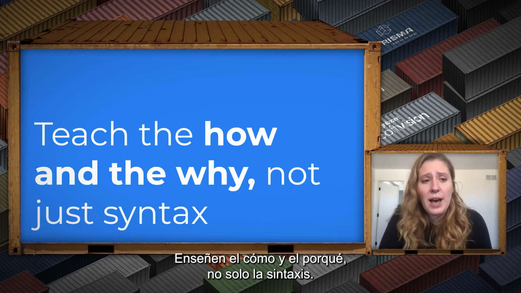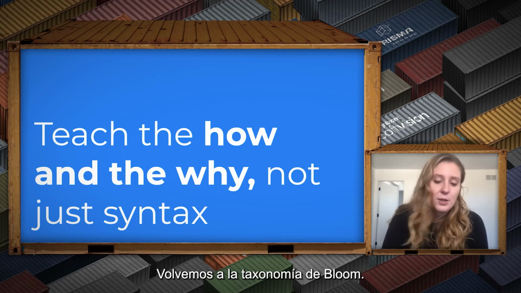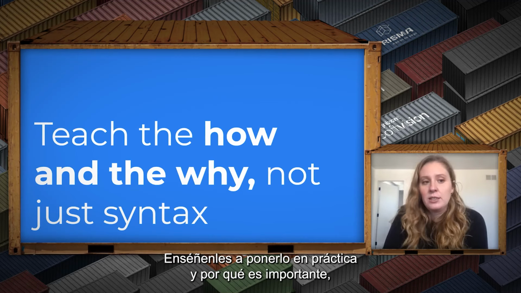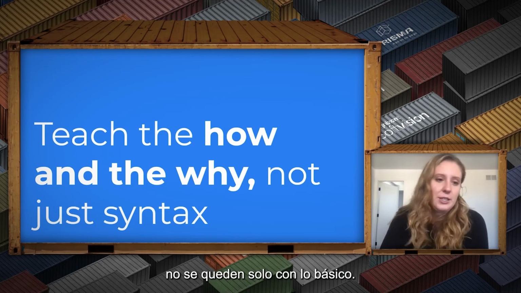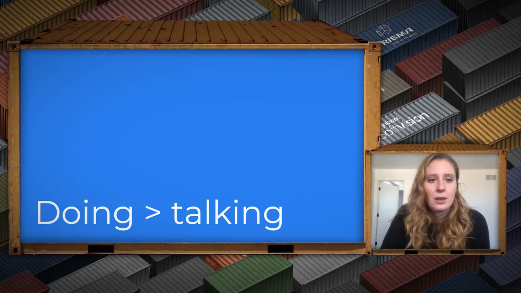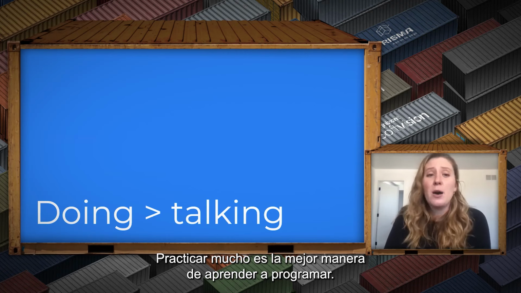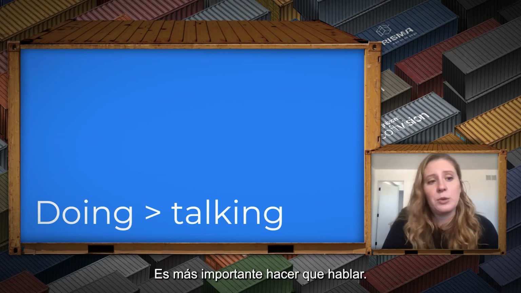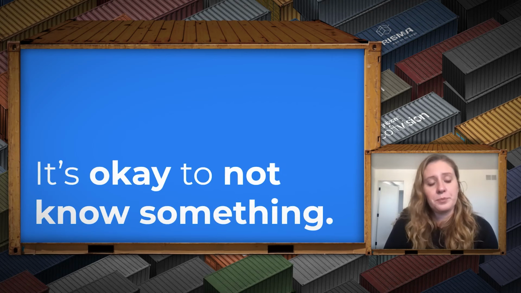Teach the how and the why, not just the syntax. This goes back to that Bloom's taxonomy. Teach them how to implement the thing. Teach them why it's important. Don't just teach them the very basics. Also, practicing a bunch is the best thing that you can do to learn code. So doing is going to be much more important than talking.